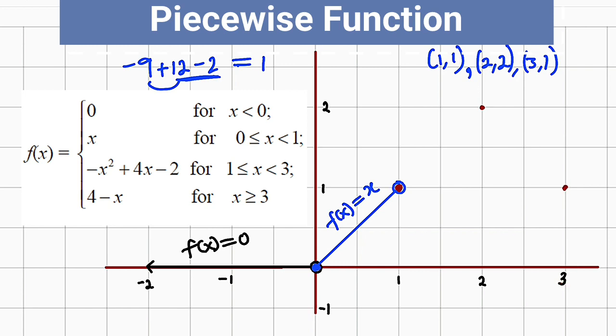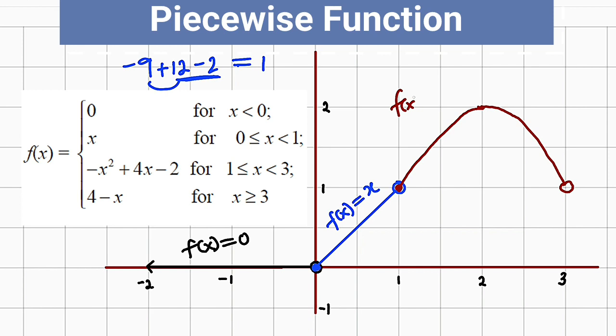So now let us connect these together. It is going to be a parabola. And you can see 3 is not a solution, so we are going to make an open circle here. All right, now we are done with this curve. Let me give it a name. This is f of x equal to negative x squared plus 4x minus 2. And if you like, you can include the intervals.